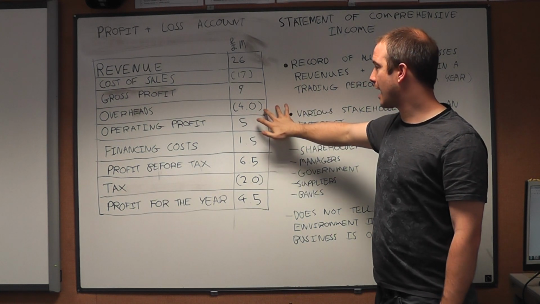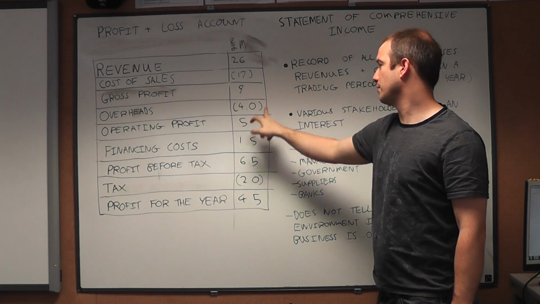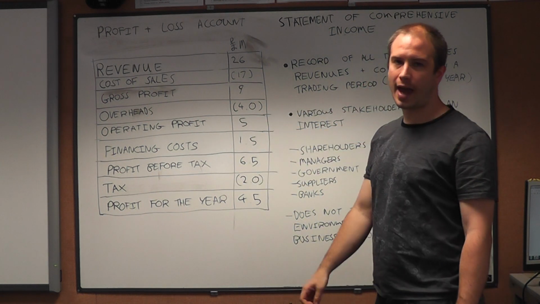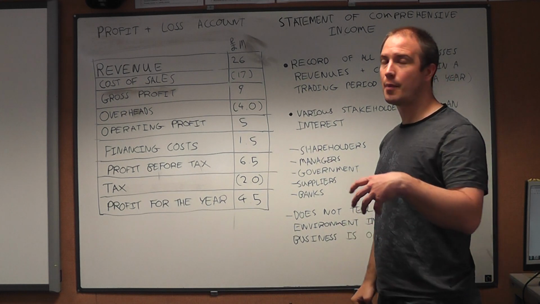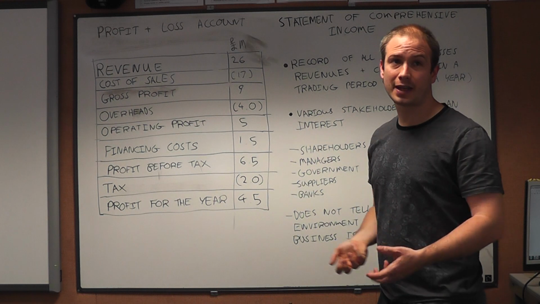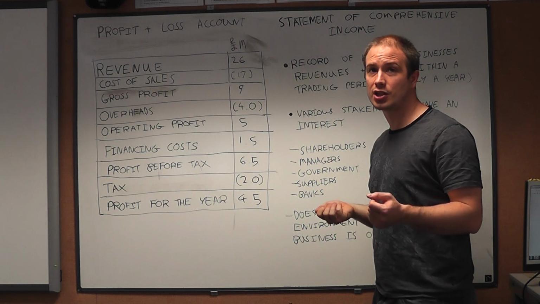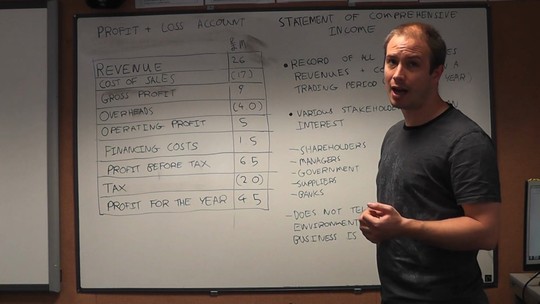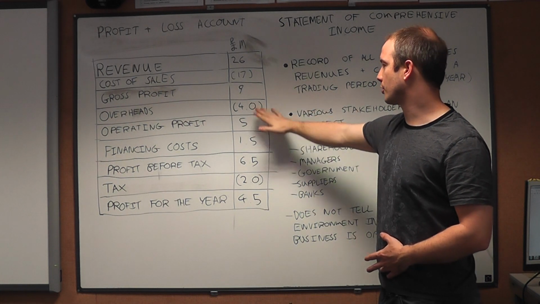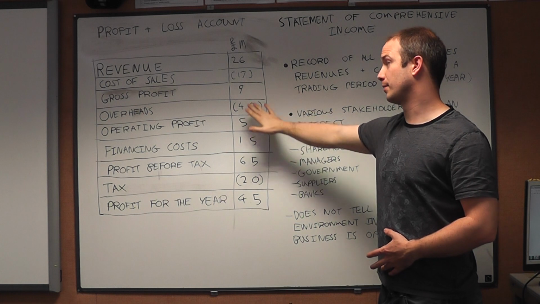Moving on from that, we have our overheads. So as you can see, it's a negative figure in brackets, as was the cost of sales. The overheads are the other costs for the business. So these are mainly the fixed costs, but they include things like wages, salaries, rents, heat, light, insurance. So all of those other costs come under overheads.